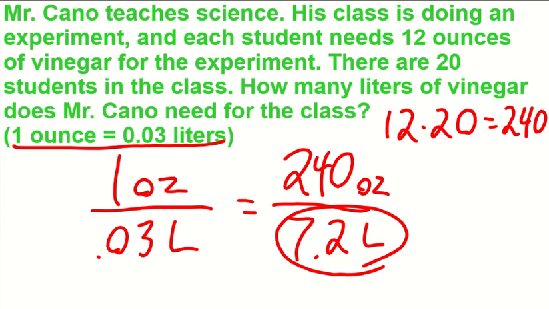Any questions on that one? Y'all that had 0.36, that's the step you forgot was the 20 students. If you check on your calculator, 0.36 times 20 would give you 7.2 as well. So you could multiply it at the end. That's a possibility. Any questions on that one?